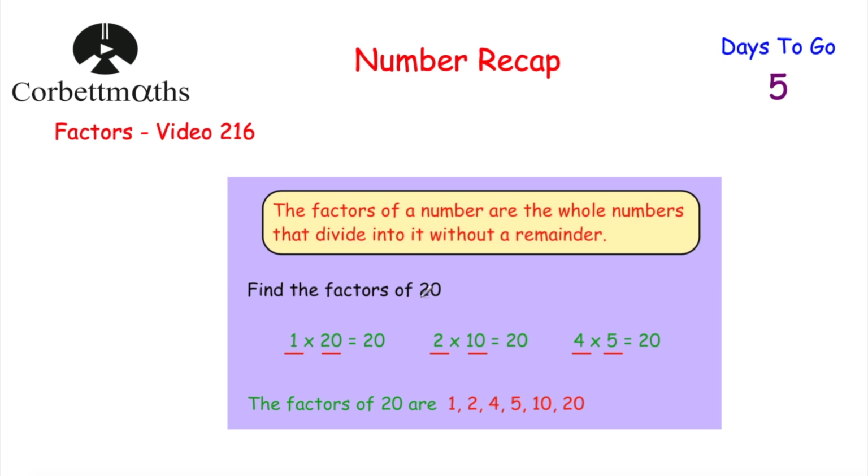So 1 times 20 is 20, 2 times 10 is 20, and 4 times 5 is 20. So the factors of 20 would be 1, 2, 4, 5, 10, and 20. So that's how you can find factors of numbers.